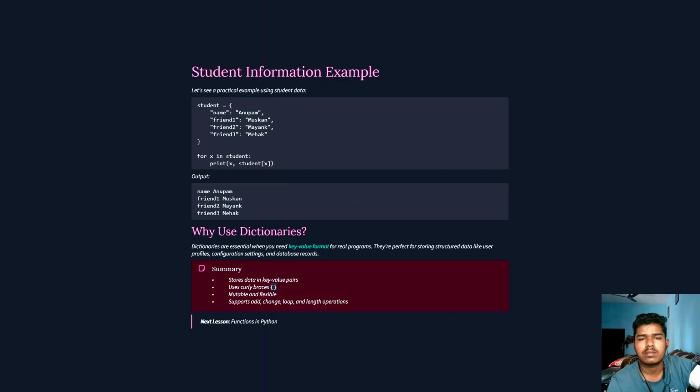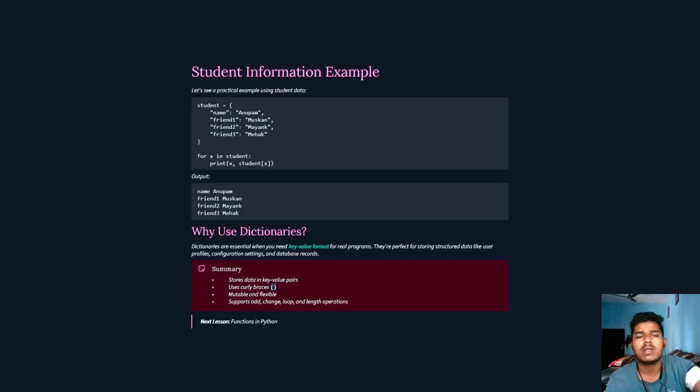Okay. Student information example. Student is equal to name Anupam, friend 1 Muskan, friend 2 Mayank, friend 3 Mehak. For x in student, print x comma student x. So x means key and student x means value. So we got output name Anupam, friend 1 Muskan, friend 2 Mayank, friend 3 Mehak.